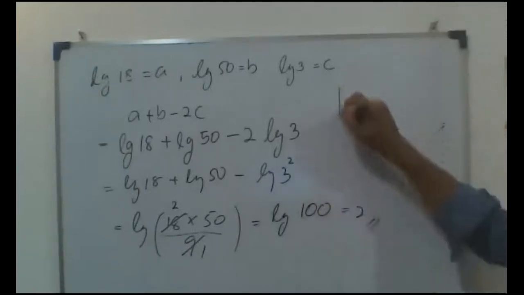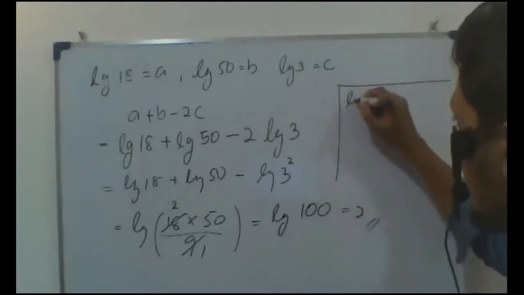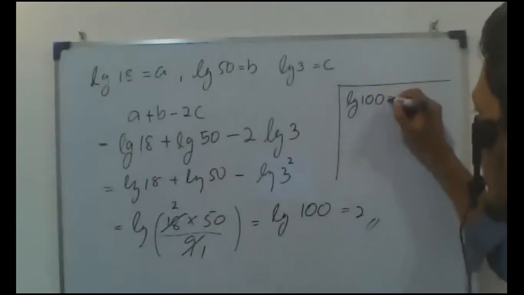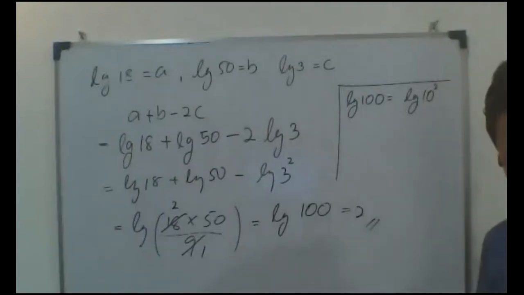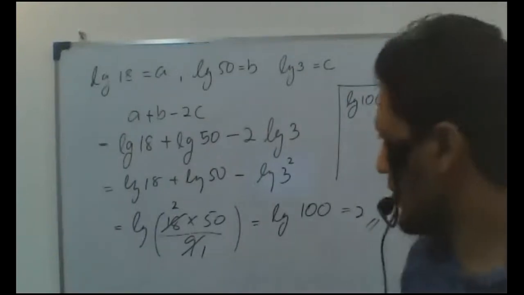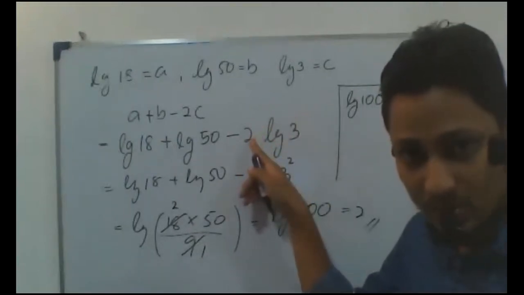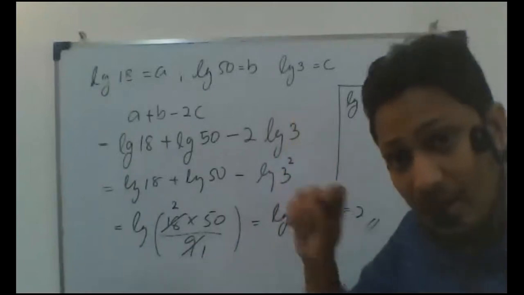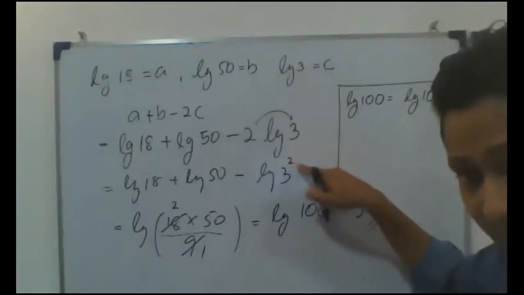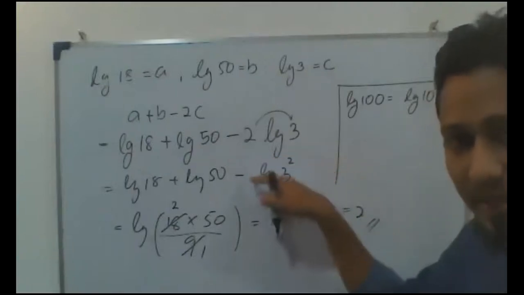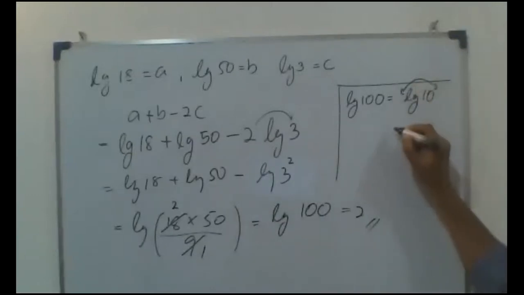Because of this. Look at it. I'm writing. If anyone needs it on the side, you can write this one. LG 100, so we can write this one as LG 10 squared. Do you remember earlier in this question, the 2 is there? I took it as an index. As same, when we have an index like this, we can take it to the front. So I'm going to take the 2 in here. So what is the answer?